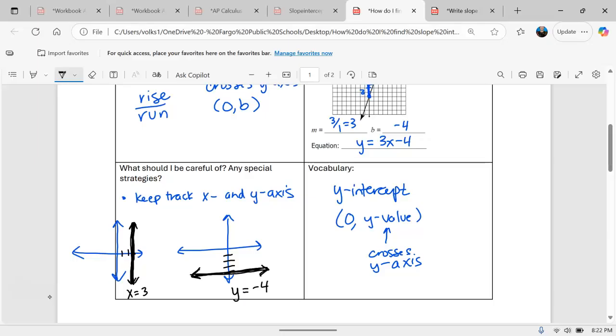So I want you to use this knowledge that you gained through the matching activity and the notes debrief to complete the check for understanding on the back side of this sheet. Feel free to check your answers as you're going. Again, in this lesson we went over graphing and writing equations in slope-intercept form from graphs.